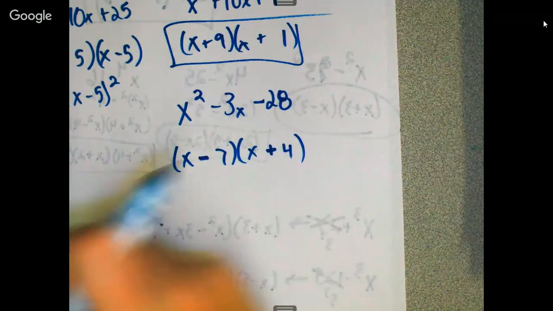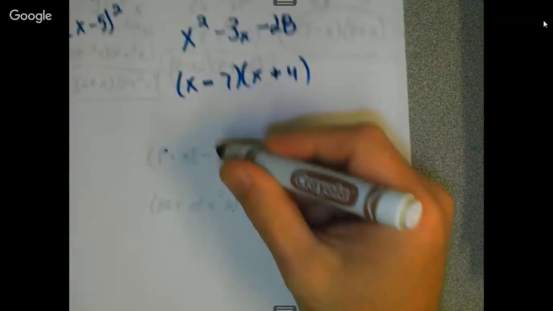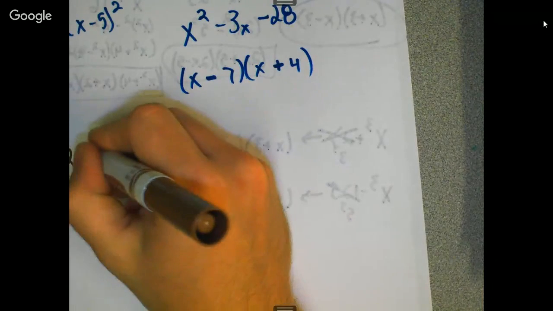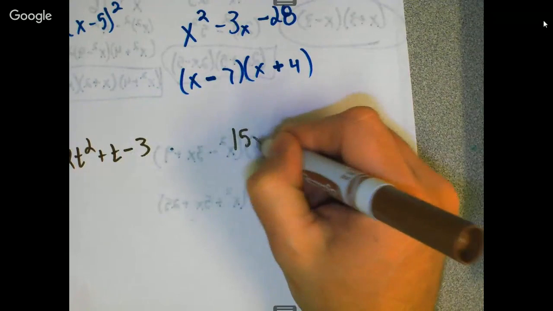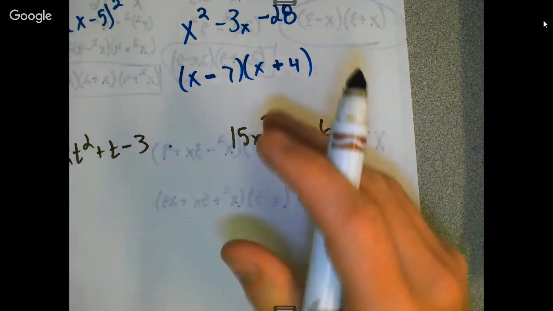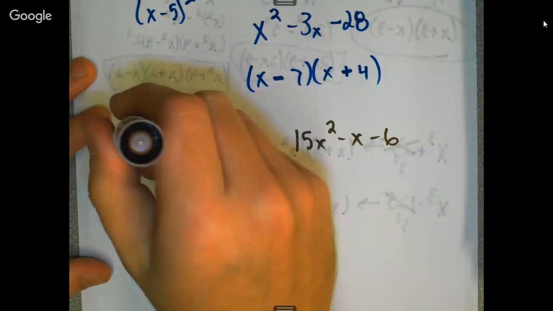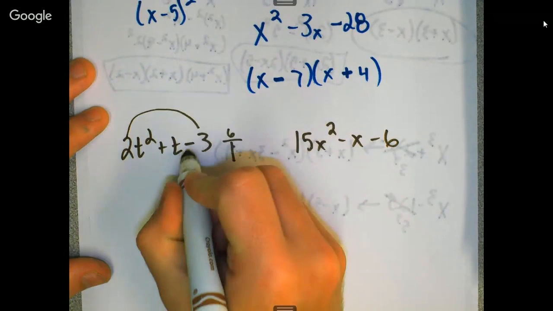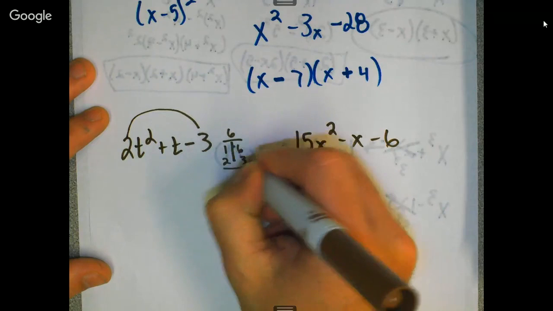Okay. Now we did the rainbow method, which was when A was not 1. For example, we have 2t squared plus t minus 3, and we have 15x squared minus x minus 6. Again, we look for greatest common factor. Neither one of them has it. We will take 2 times 3 and get 6. I need factors of 6 that subtract to 1. Well, that's 1, 6, 2, 3. So that's 2 and 3.